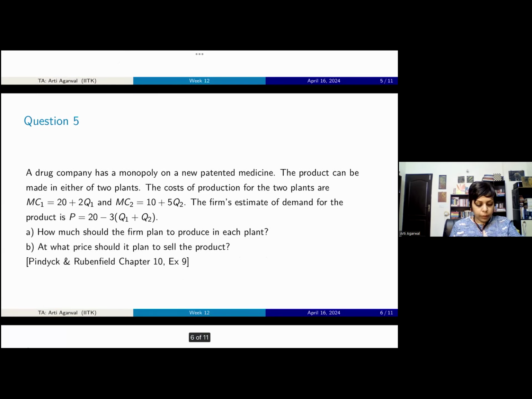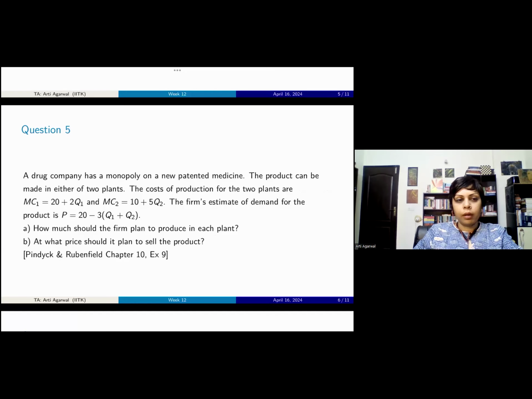This is a slightly more difficult question, but I think it is relevant. It's possible that you won't be asked questions of this type in your tests or exams, but it still helps to go over it once. I'm trying to find the question. This is question number 5. I'll give you 2 minutes to solve it. It's not very complex, and then I'll solve it.